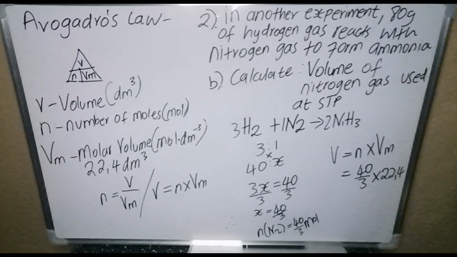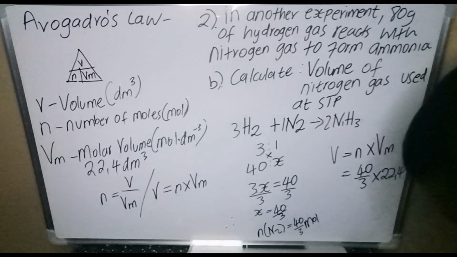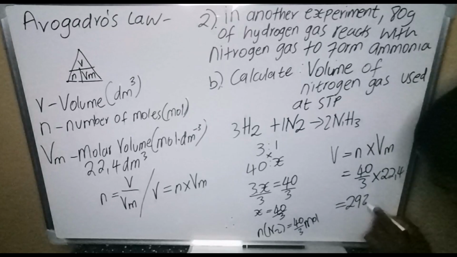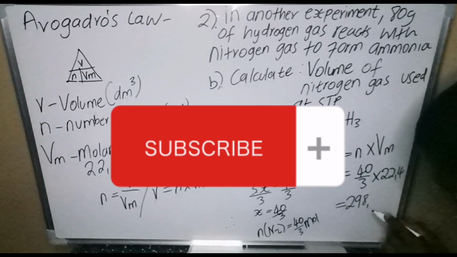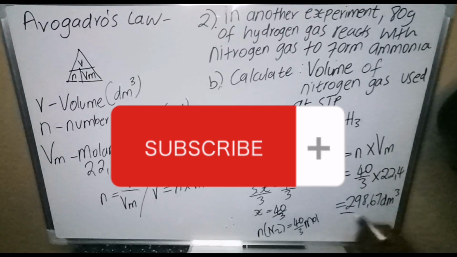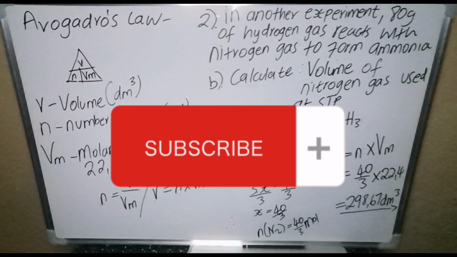Your answer is 298,67 dm cubed. This is the answer you need for volume. Therefore, you are done. So guys, we're going to deal with more questions of this nature in the next session.